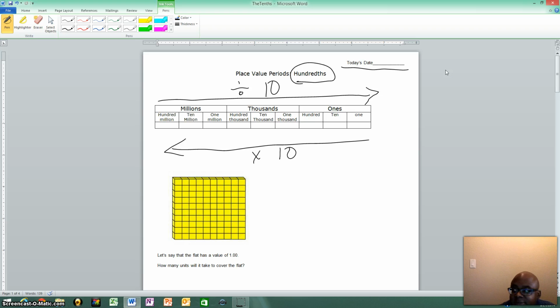And remember from our last lesson that if we're going this way on the place value chart to the right, we're going to be dividing by 10. If we're going to the left this way, we're multiplying by 10, because as we're going from here to here to here, the number gets bigger. But when we're going the other way, the number is getting smaller.